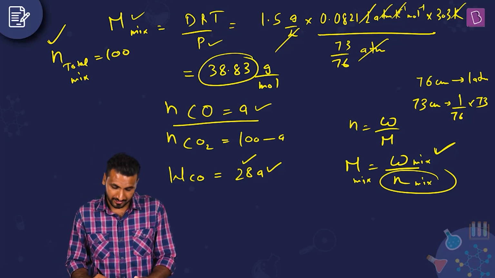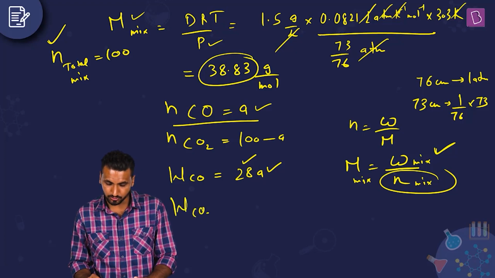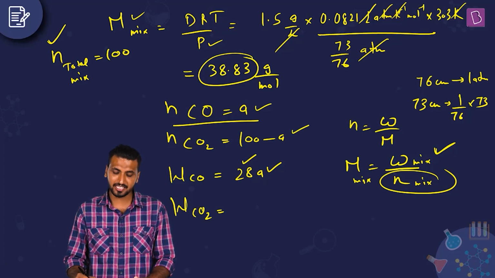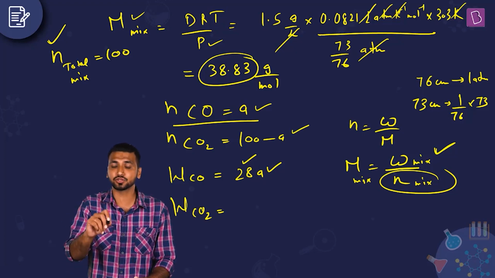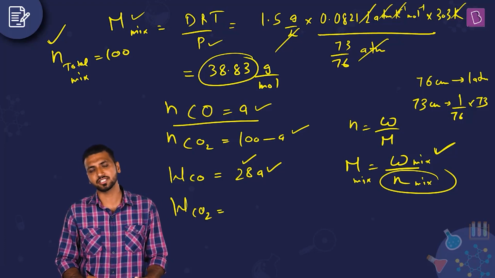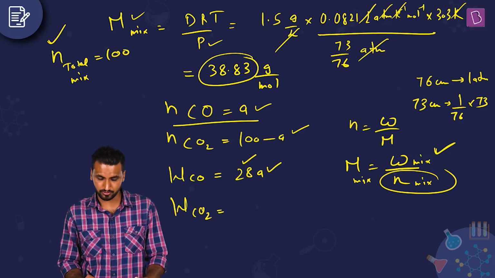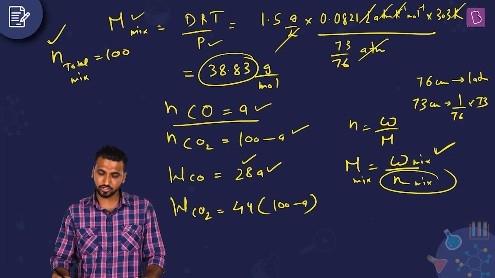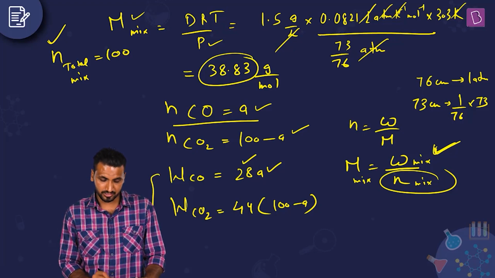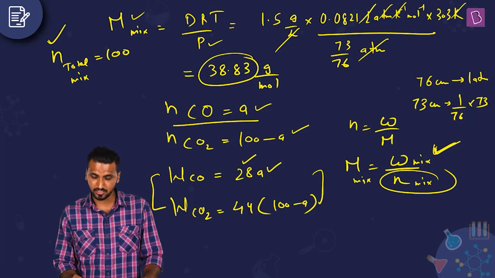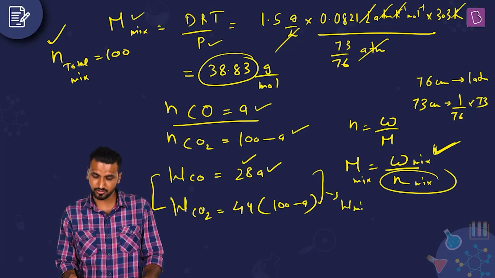Makes sense? Weight of CO2. The moles of CO2, 100 minus A, into the molar mass of CO2, that is carbon 12, oxygen 16 into 2, 32 plus 12 is 44. 44 into 100 minus A. Now I am going to put all these values into this equation. This is your mass of mixture. This is W mixture, right?